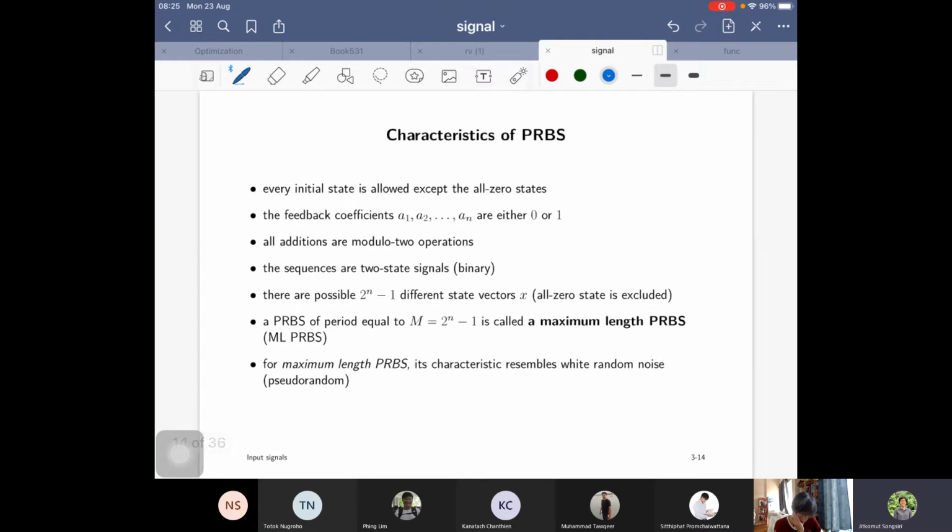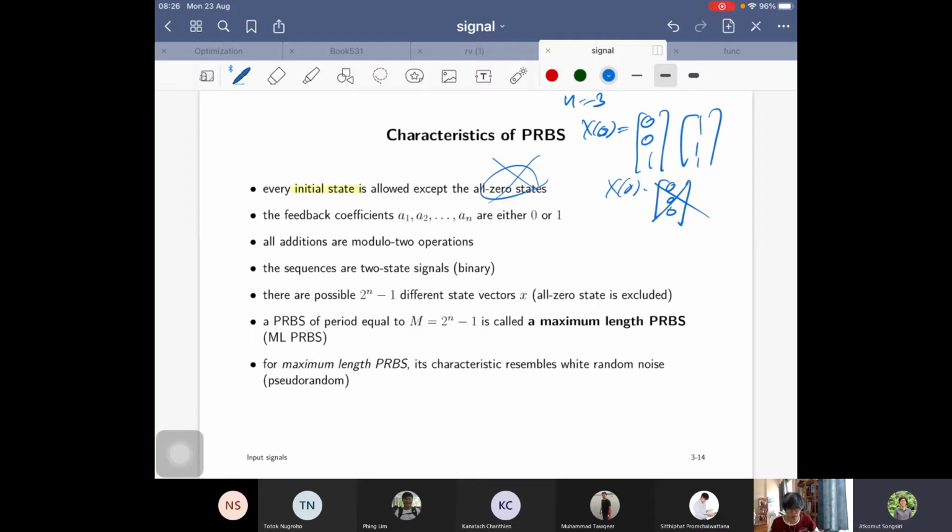Okay, let's start with the characteristics of PRBS. As I mentioned, we're going to initialize the state to be any non-zero state. So x at the initial time can be anything. If n is 3, it can be 0 0 1, it can be 1 1 1, except that it can't be all zeros. This is not a choice. The coefficients are either 0 or 1, and additions are modulo 2.